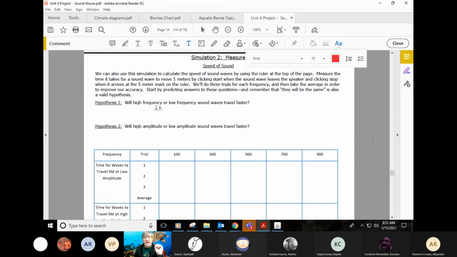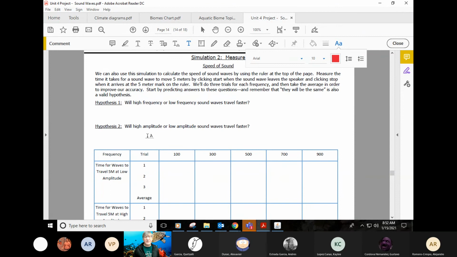First, the high frequency could travel faster. Maybe you predict that low frequency is going to travel faster. That's 2. The third one is that they could be the same. So what do you think? What will be the impact on the speed of sound when we change the frequency, the pitch? High pitch, low pitch. Predict what you think will happen.